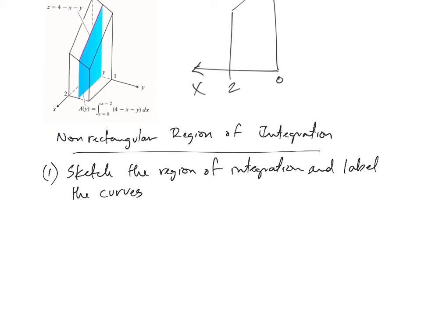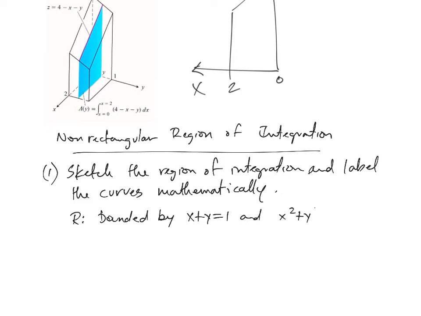Label the curves mathematically. Don't just give them names. Find the equations that represent the boundaries of this region of integration. Okay, so the example we're going to use, our region of integration, we are told is bounded by x plus y equals 1 and x squared plus y squared equals 1. That's all we're told.